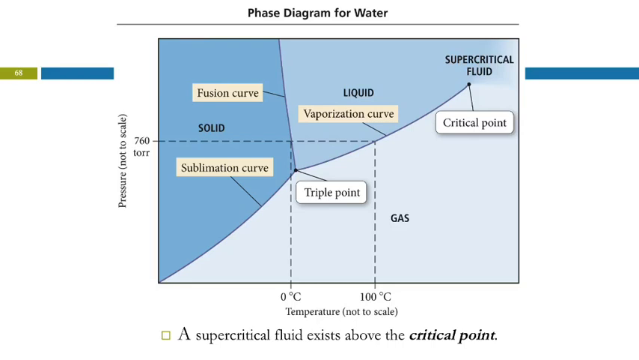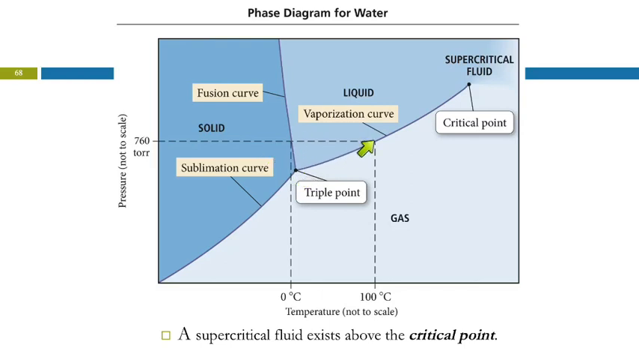If we identify a particular pressure and temperature, say atmospheric pressure, 760 torr, and 0 degrees Celsius, that's the temperature at which ice melts. And so on this graph, that will be on the line between a solid and a liquid. At 100 degrees Celsius, that point will fall on the line between the liquid and a gas. And so this line here represents vaporization.